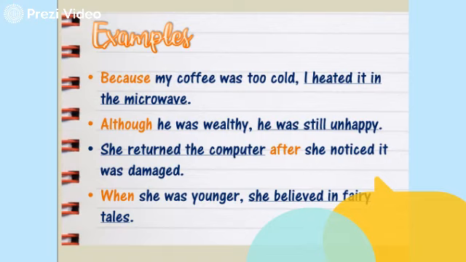If you see the last example, that's one of the most common uses of subordinating conjunctions. "When I was 2 years old, I used to sleep a lot." That is another example. We use "when" too much. The subordinating conjunction "when" is very common to use.